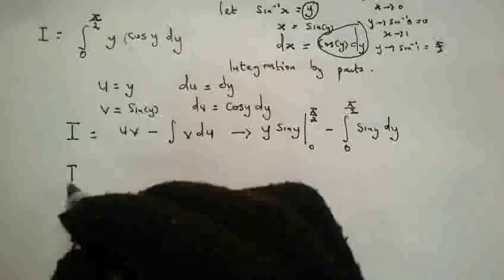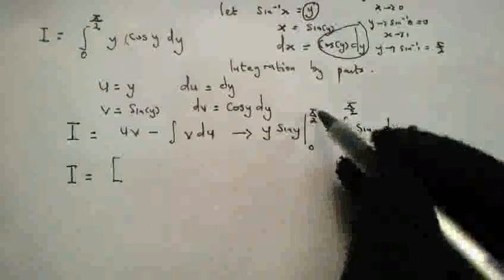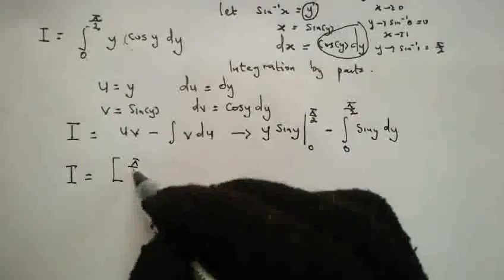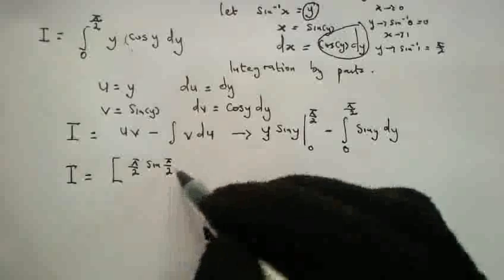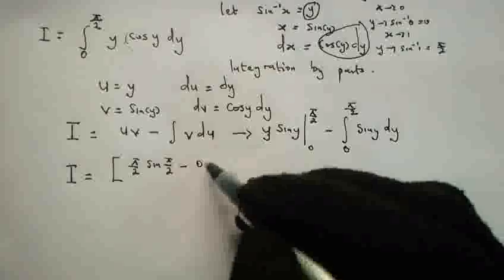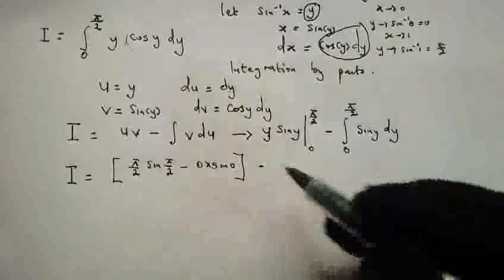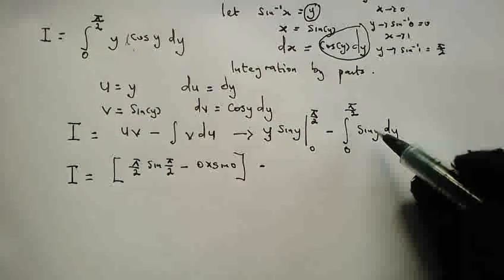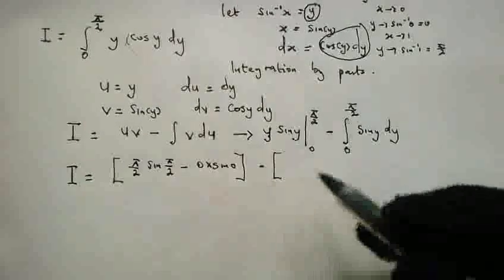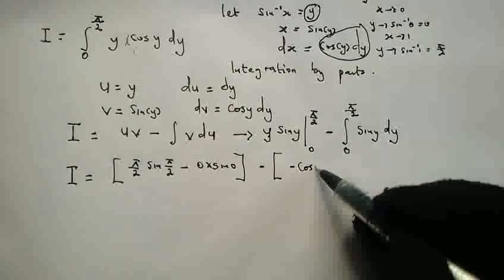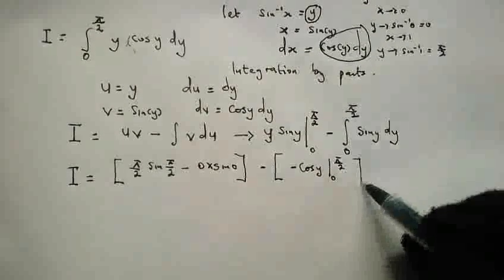So from here we get I is equal to, inserting the limits, first of all the upper limit. Here we have pi over 2 times sine of pi over 2, minus the lower limit 0 times sine of 0. So this is what we have here. Then minus, remember the integral of sine of y is going to give us, let us put in a bracket, negative cos of y. Our limit is from 0 to pi over 2, so we close this bracket.